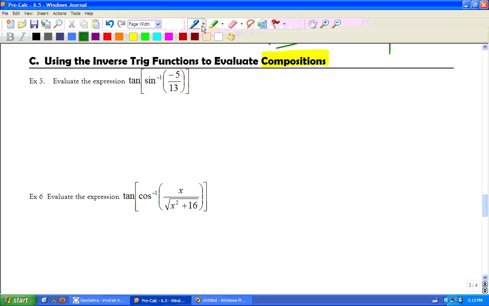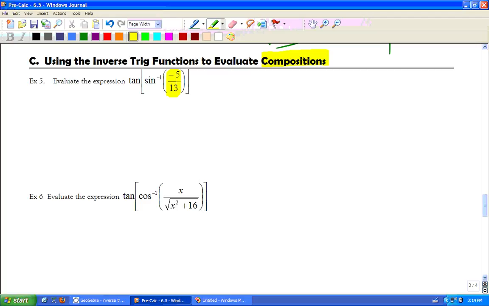When it asks for a composition of the tangent of the sine inverse, it helps to remember what our domain and what our range are when we're looking at functions and their inverses. Our domain for the inverse functions is some ratio. So when we look at just the sine inverse of negative 5 over 13, it's saying, hey, here's this input of negative 5 over 13. It's going to kick out something in our range.